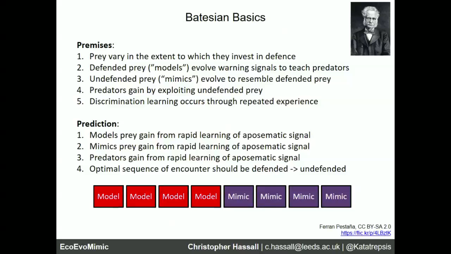So if that's the general evolutionary context within which we're working, how does that relate to what actually happens in the field? And how might the spatiotemporal variation that's promoted by climate change disrupt the kind of optimal sequence of encounters that predators and models and mimics each need in order to gain the greatest benefit? So I'm going to talk first about a study about the order of presentation and occurrence in the field.